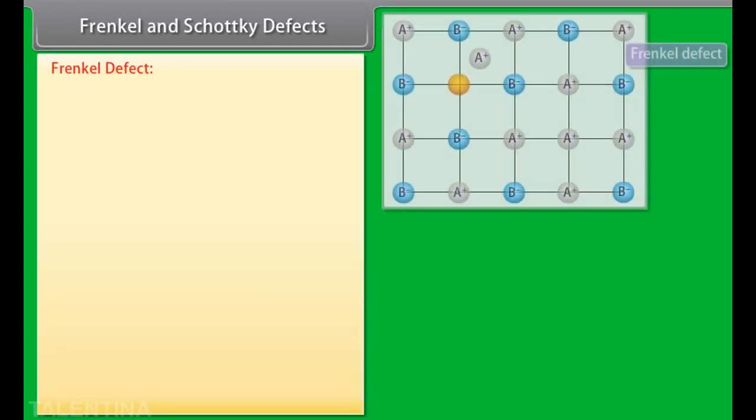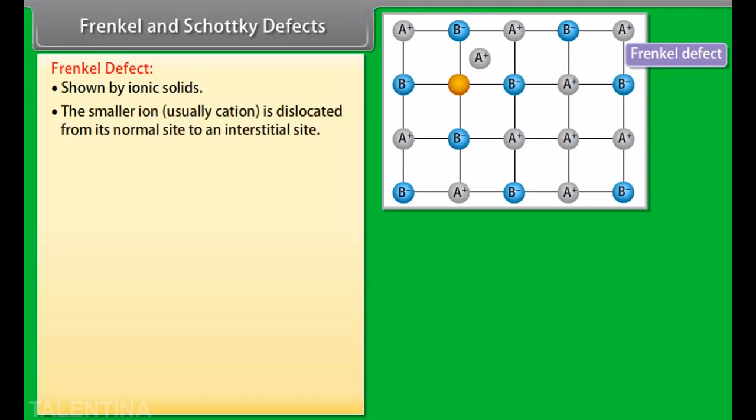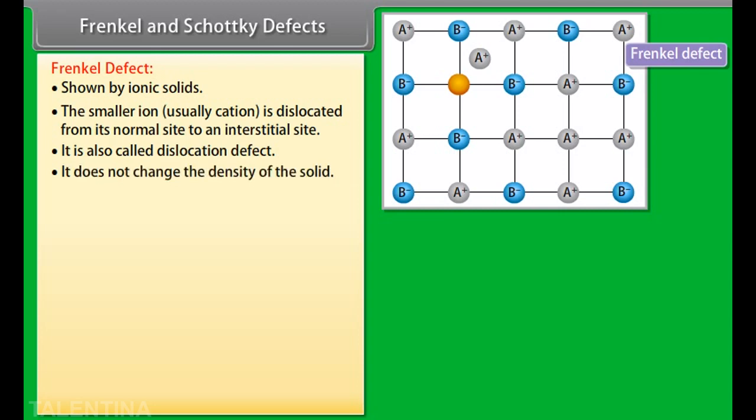Frenkel and Schottky defects. Frenkel defect, shown by ionic solids. The smaller ion, usually the cation, is dislocated from its normal site to an interstitial site. It is also called a dislocation defect. It does not change the density of the solid. Shown by ZnS, AgCl, AgBr, and AgI due to the small size of Zn2+ and Ag+ ions.